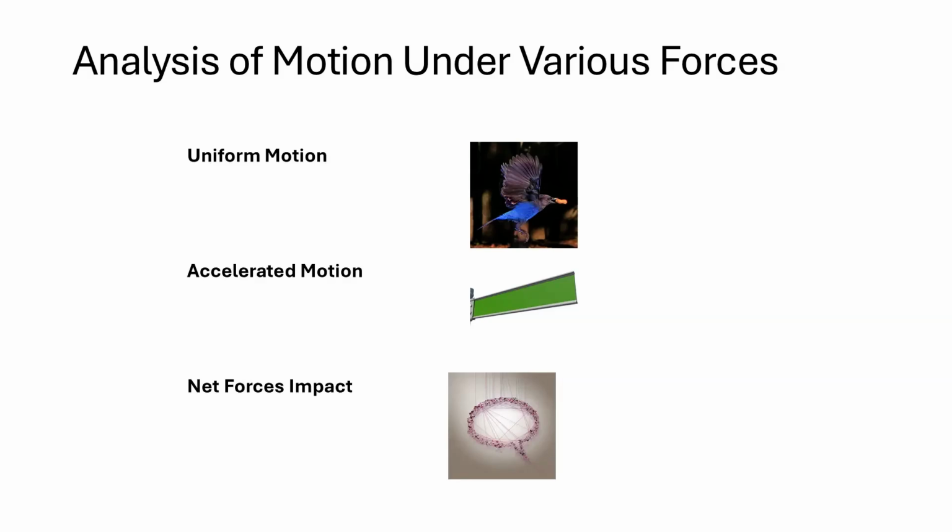Analyzing motion requires understanding how different forces affect objects. This includes studying cases of uniform motion, accelerated motion, and the impact of net forces. Uniform motion occurs when an object travels in a straight line at a constant speed without changing direction. Accelerated motion involves changes in velocity, which can occur due to various forces acting on the object over time.